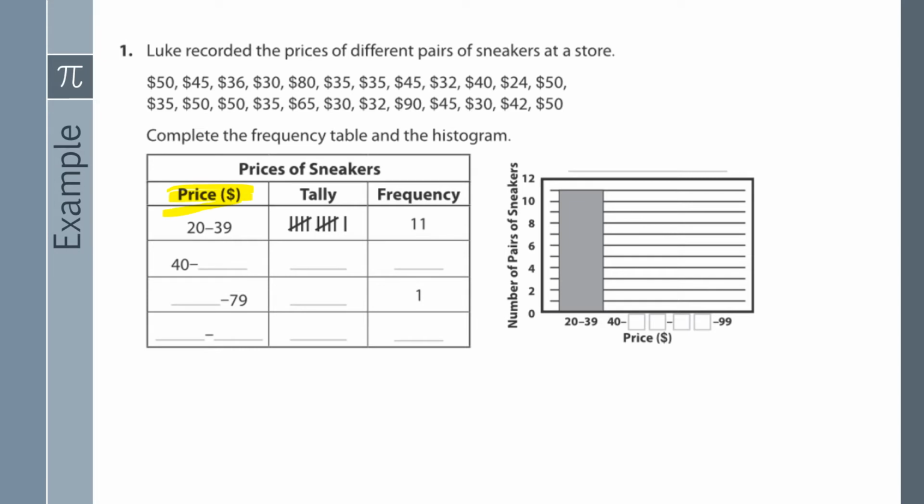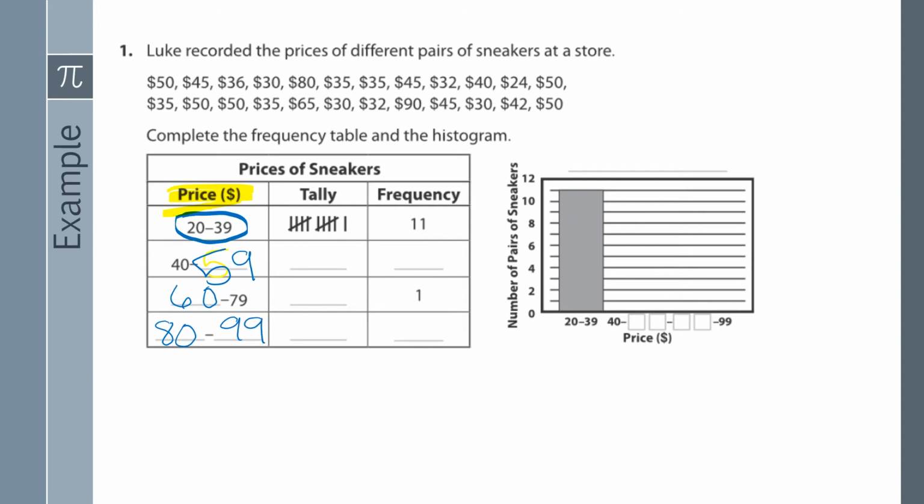The first one says 20 to 39. I would need equal intervals. If I start the next one with 40, then I need that one to go 40 to 59. The next one has to start at 60, because 59, then 60 is next. Then 60 to 79, next would be 80, and then 80 to 99. That's how I would make my equal intervals.